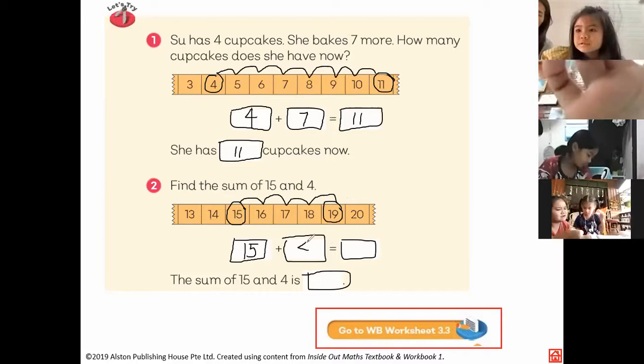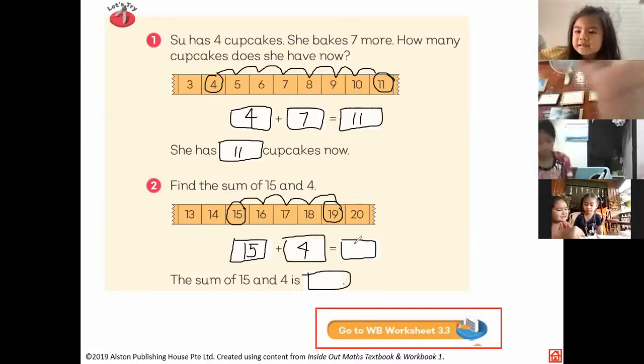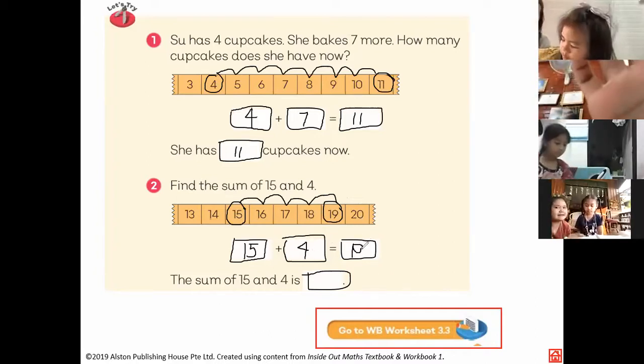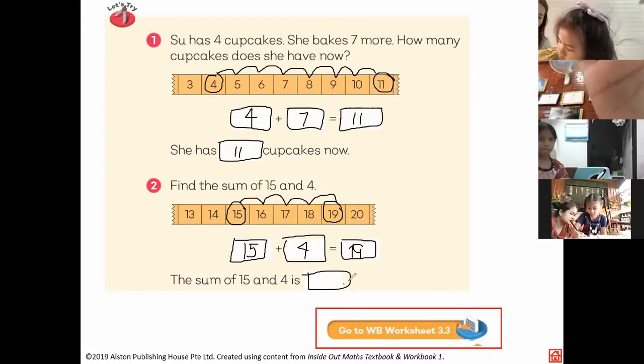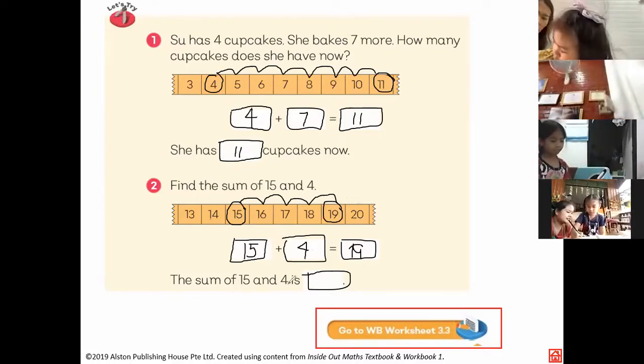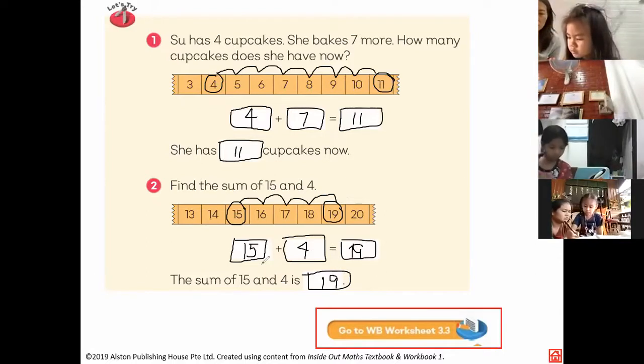15 plus 4. 19. Okay, very good. So the sum of 15 and 4 is 19. Okay, you copy these answers.